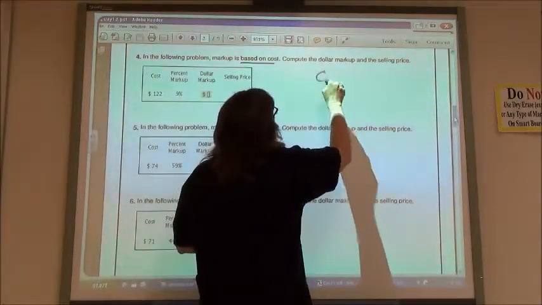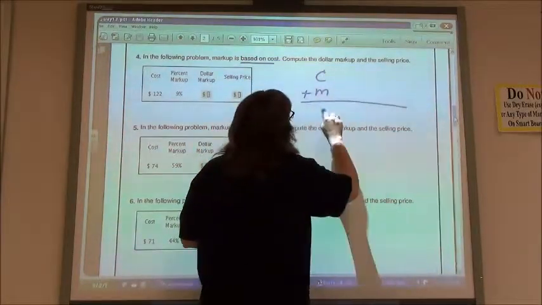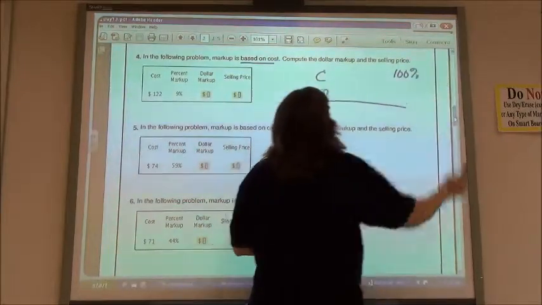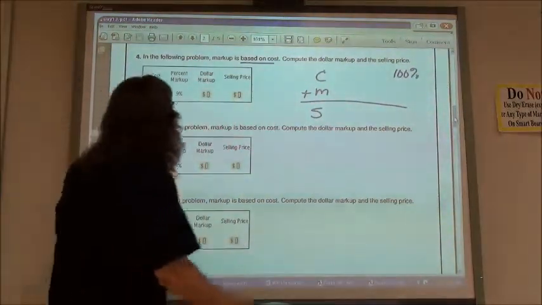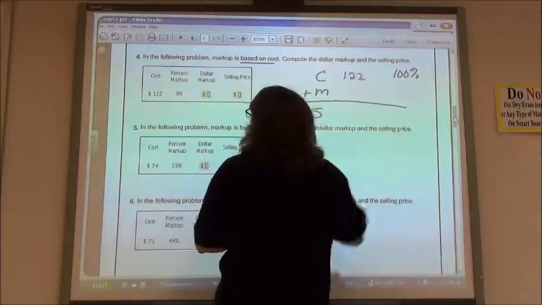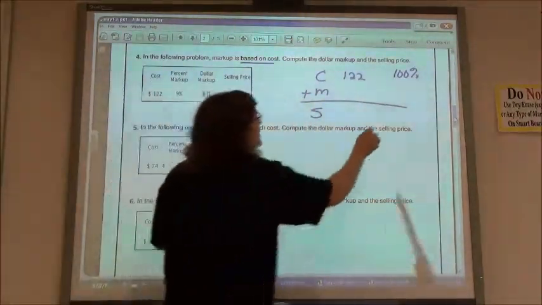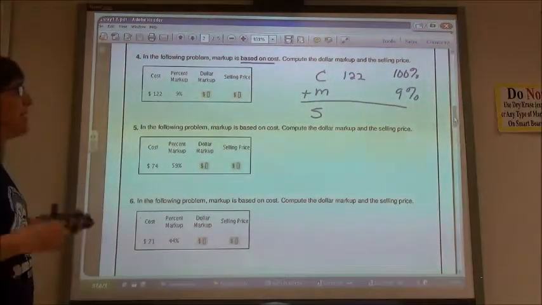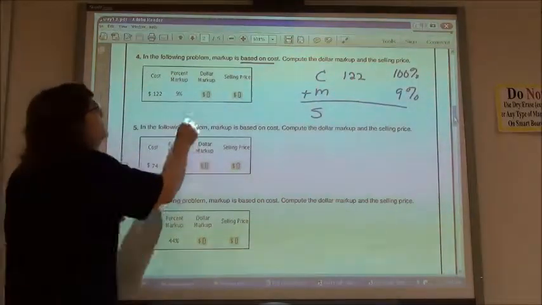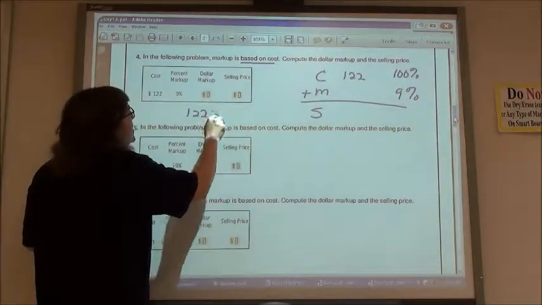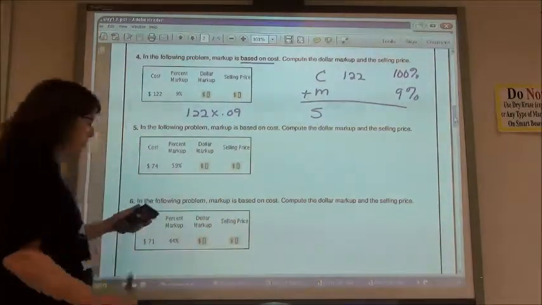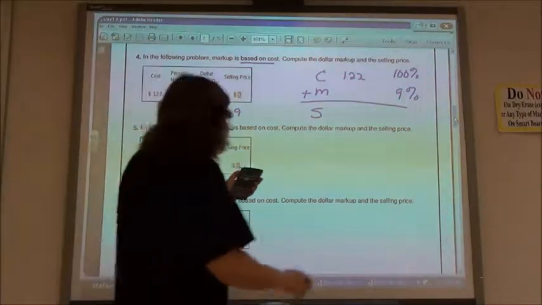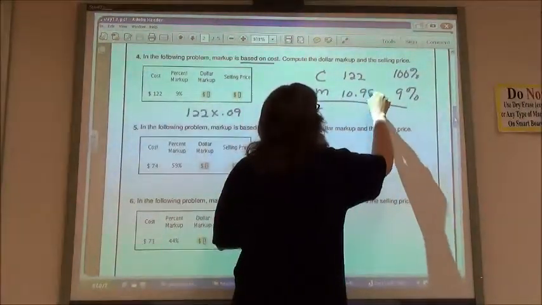So in this case, I have my cost plus my markup to equal my selling price. I know it's based on the cost. The 100% has to go here. Tells us the cost is 122. Says the percent markup is 9%. So my base is the 122. I'm going to take the 122 cost times the 9% that I marked it up. 122 times 0.09 means I marked it up by $10.98.